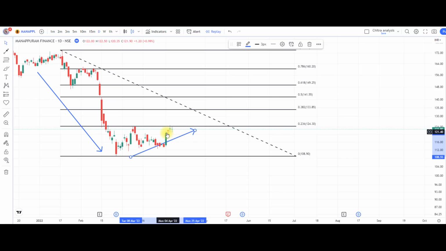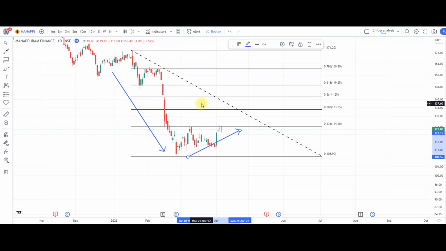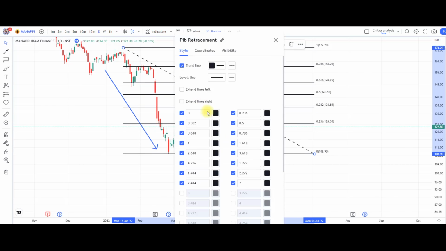So also we can see here a doji, because the price is not able to move up or down. That is, doji is an indecision candle. So we will see now how the price is moving. Before that, we can keep the target also.